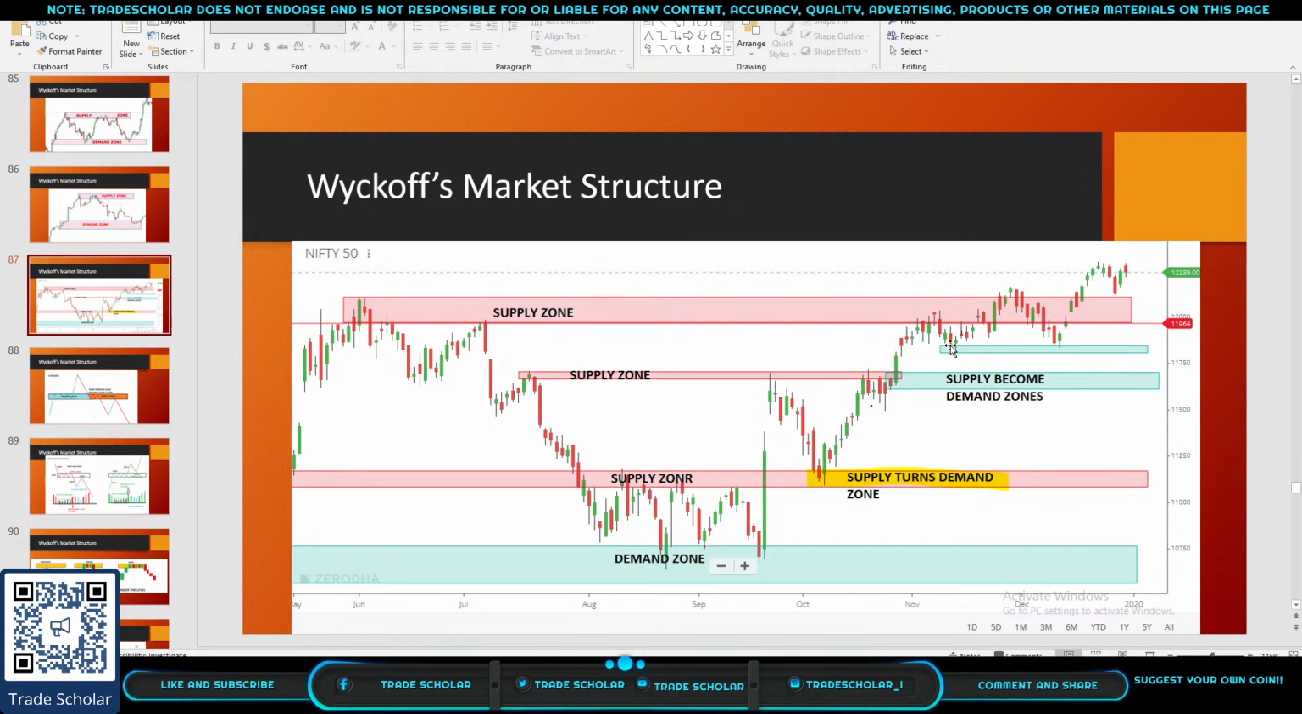And then found supply again here. Demand zone. And then bounces again. Bounces again. And then to the upside.